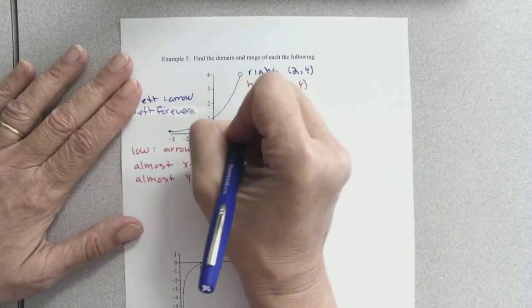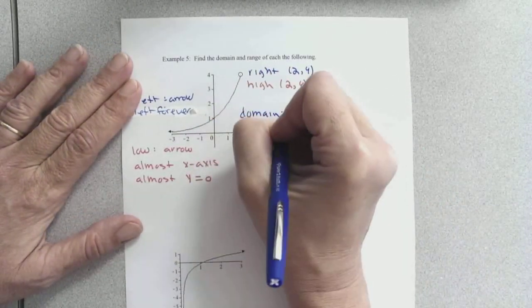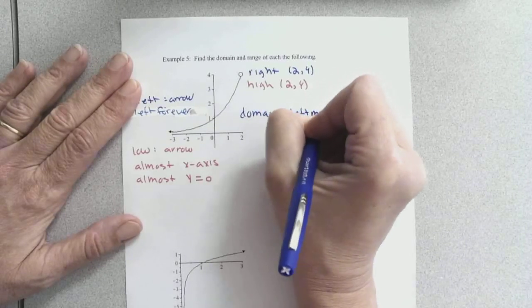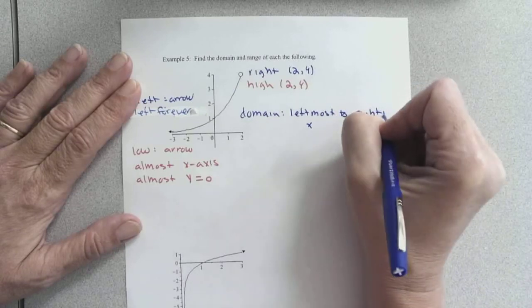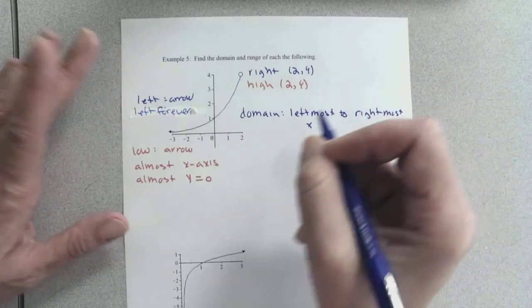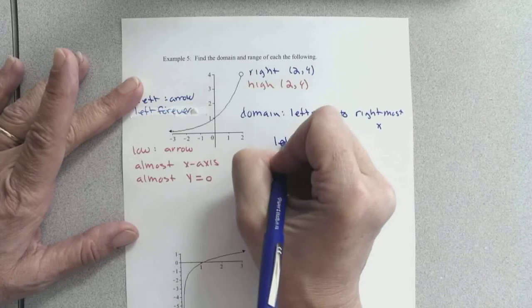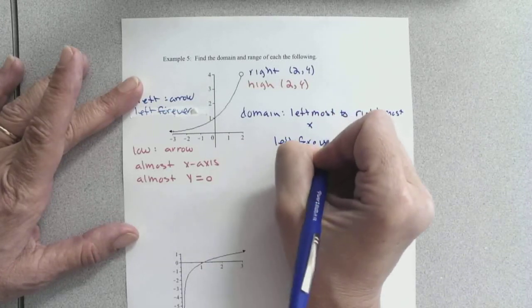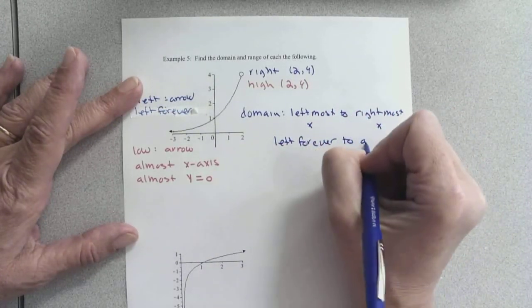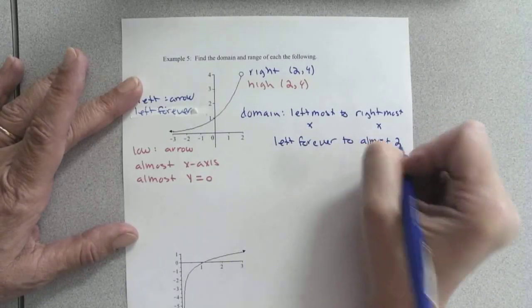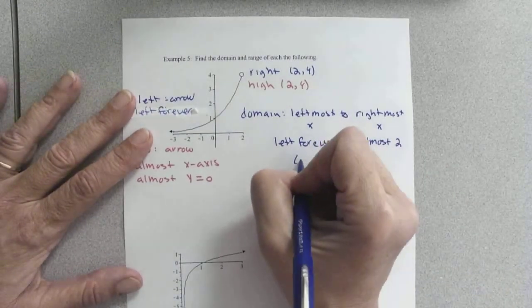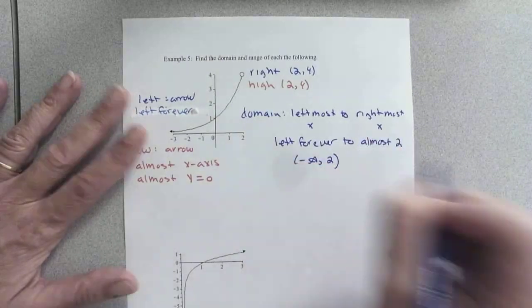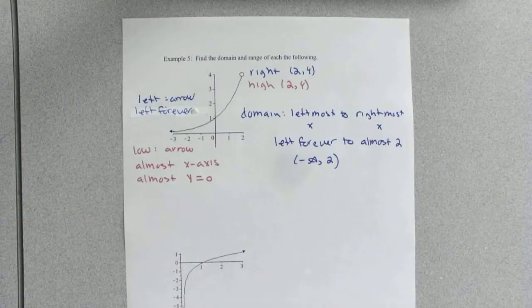So now putting that into an answer. Domain, leftmost x to rightmost x. On the left, we've got left forever, and then to almost 2. I pull off the x coordinates, but the open circle means I'm getting almost there. And so that's going to be negative infinity to 2, both with parentheses.